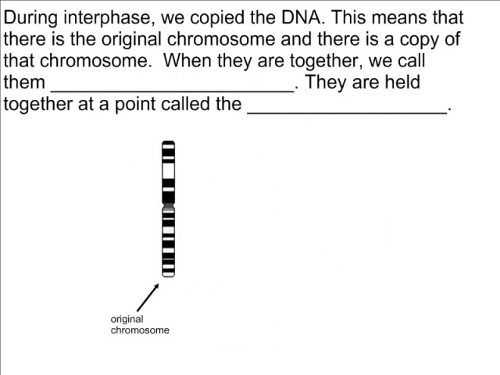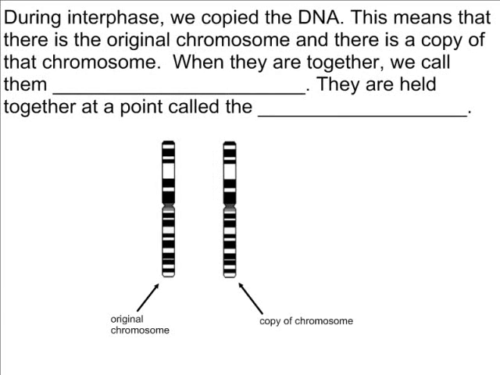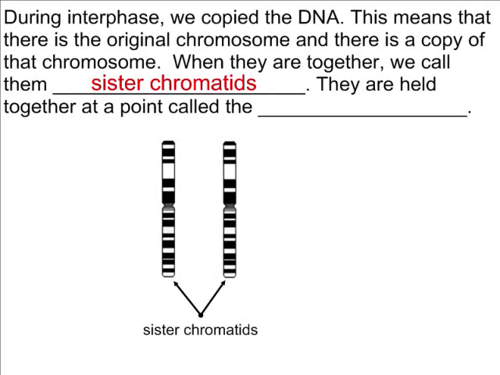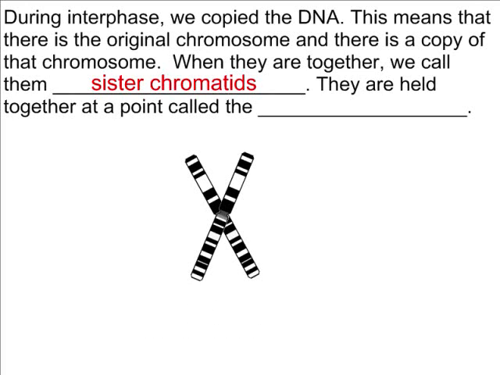Right, now in interphase we copied the DNA, so that means when we make chromosomes we end up with an original chromosome and a copy of that chromosome. And now usually together, when you have the original and the copy, these are called sister chromatids. I usually see them in an X shape, and they're held together at a point called the centromere, which I've shown here by this gray dot.